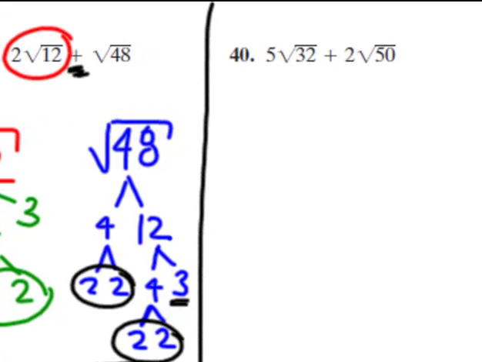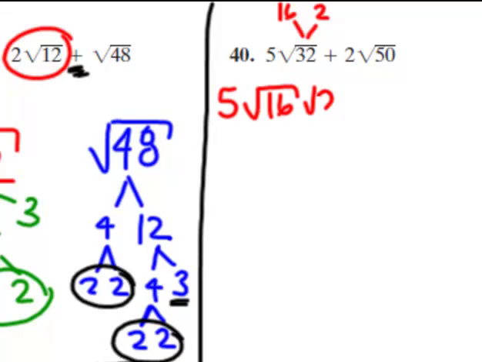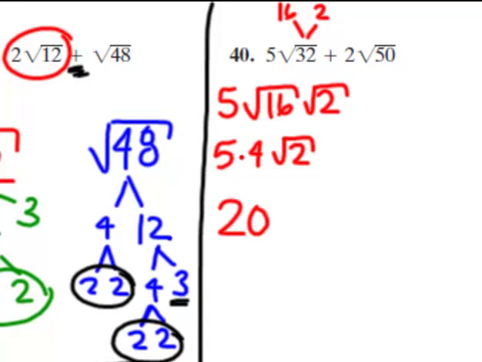So right now they are not like terms. I cannot combine them, but if we simplify them, maybe we can. So I have 5 times the square root of 32. If you're looking for perfect squares, the biggest perfect square that goes into 32 is 16. So you can split this up into 16 and 2. And then we would have 5 times the square root of 16 times the square root of 2. Square root of 16 is 4. So we end up with 20 root 2. So 5 root 32 is the same thing as 20 root 2.